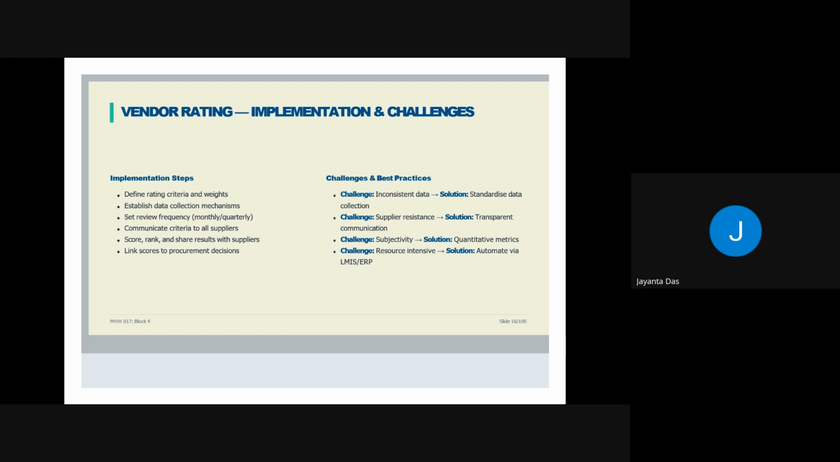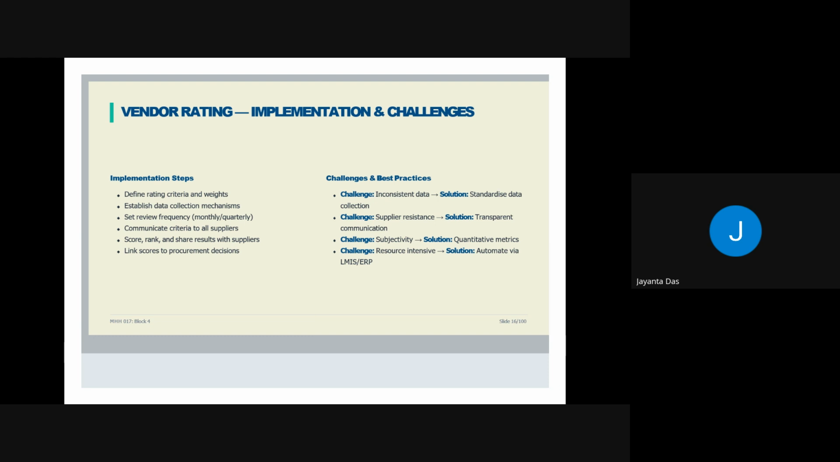Challenges and best practices are: challenge, that is inconsistent data. Solution is standardized data collection. Second challenge for the scoring system implementation is the supplier resistance. Obviously, many of the suppliers, particularly those who are not performing well, they will always resist this kind of thing. So solution is transparent communication, and make it open to everybody so that they will be having a healthy competition among themselves, which will be ultimately beneficial for us.